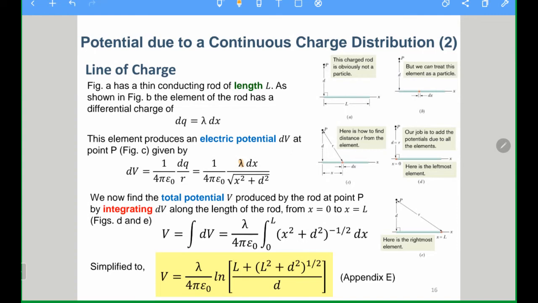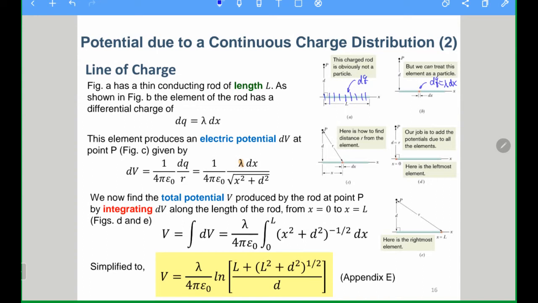Okay, so here we try to separate this line into many small segments. Within it we have dq for every small segment. For example, for this one, we have dq equals lambda dx, where lambda is the linear charge density, multiplied by dx, which will be the charge at that part.